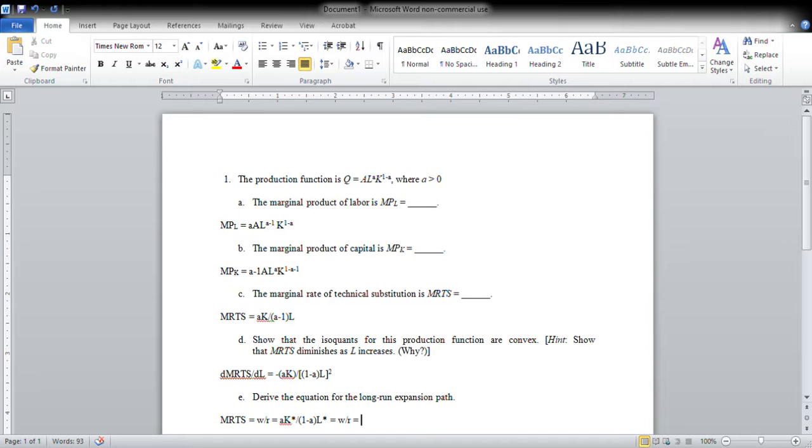which also equals, I need a bracket for this, sorry, equals the units of capital times W divided by the unit of labor times R times labor to its optimum number.